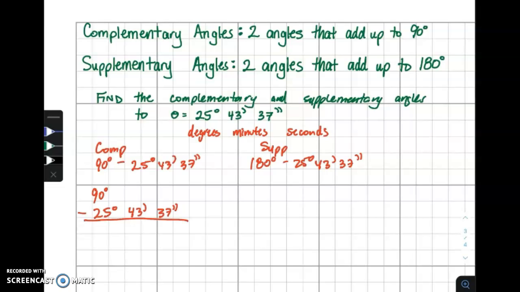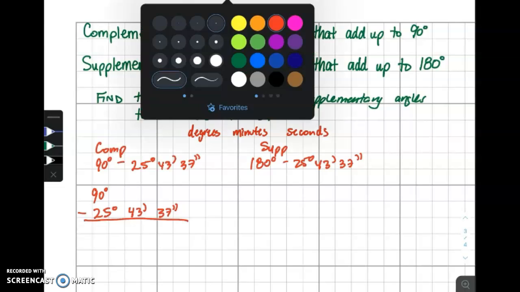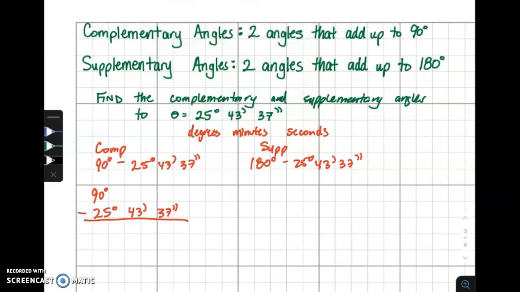Now, I can't subtract the minutes and seconds from nothing. So I need something above my seconds, but there's nothing to borrow from. Right now I've got 90 degrees, and this 90 has 0 minutes and 0 seconds. So in order to get something for 37, I have to borrow from 43. In order to get something for 43, I have to borrow from 90.